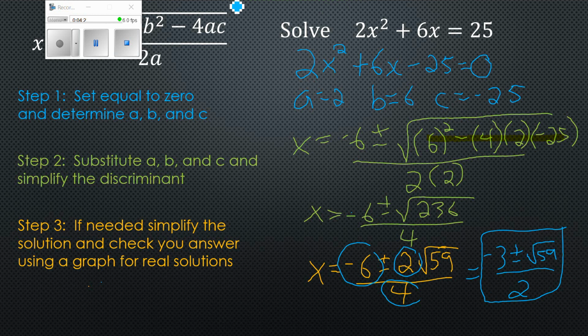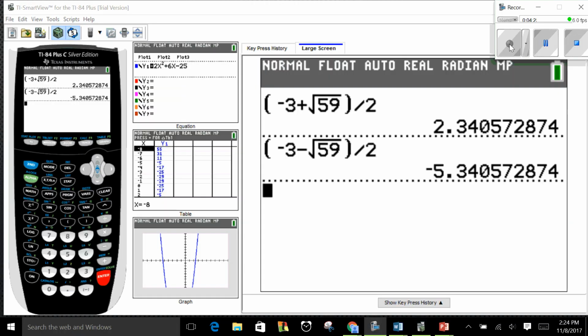Okay, so that's our final answer. Now I'm going to show you on the calculator how we can check that. I've gone to my calculator and plugged in these, we call these exact solutions: negative 3 plus square root of 59 divided by 2, and negative 3 minus the square root of 59 divided by 2. Notice our plus minus is taken care of here.